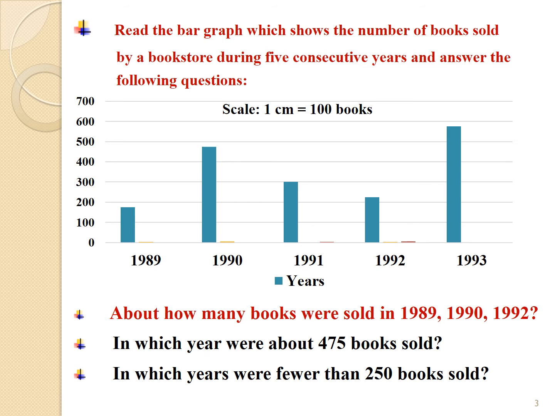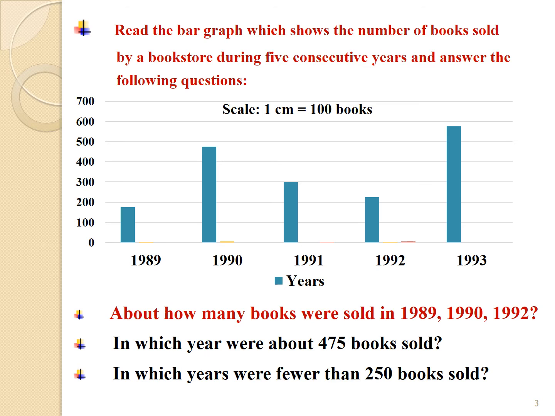So, we have to assume that 175 books were sold in the year 1989. Students, now look at the bar of the year 1990. The bar is between 400 and 500, but it touches the mark more than 450 but less than 500. So we have to assume that 475 books were sold in the year 1990.